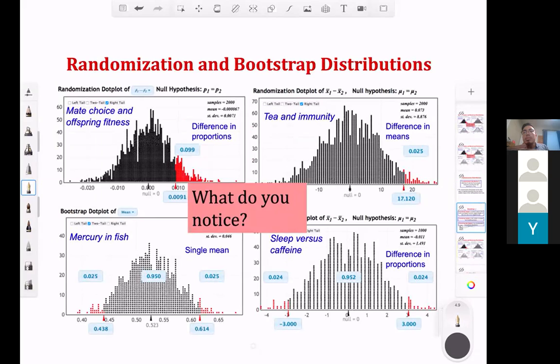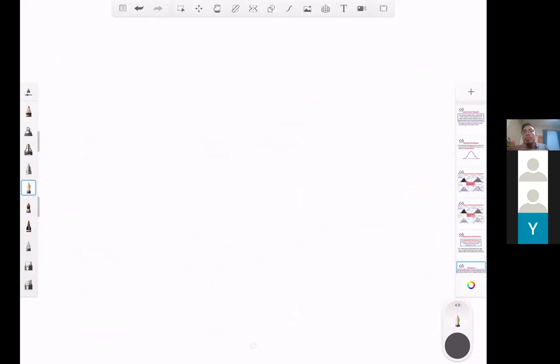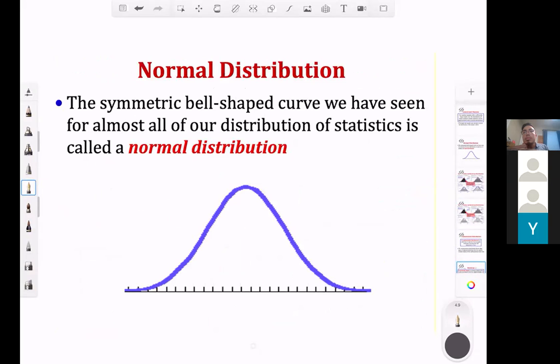What do you notice on the graph? They're all bell-shaped, which is super important, all in bell shape. So this bell shape is a normal distribution. A symmetric bell-shaped curve, which we have seen for almost all of our distributions of a statistic, is called a normal distribution. Good.